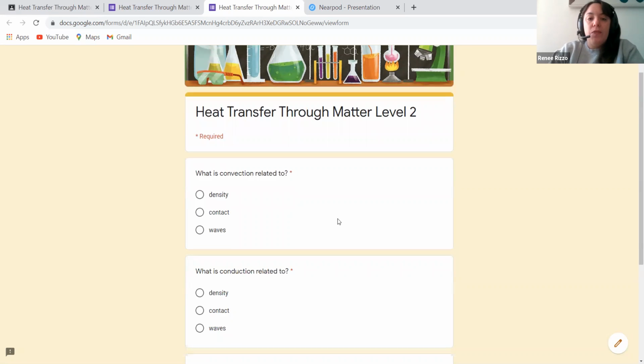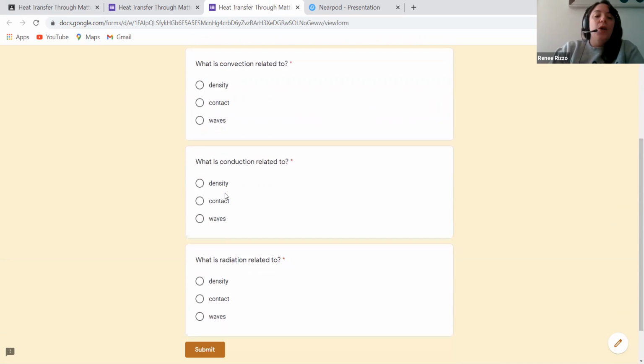And then heat transfer through matter level 2. What is convection related to? And it's density, contact, or waves. Convection, you learn in the video, is related to density. What is conduction related to? Density, contact, or waves. You learn in the video that it's related to contact. And what is radiation related to? Density, contact, or waves. And you learn in the video that it's related to waves.